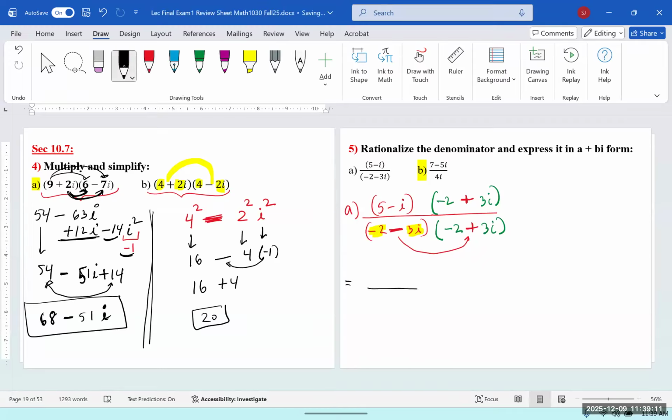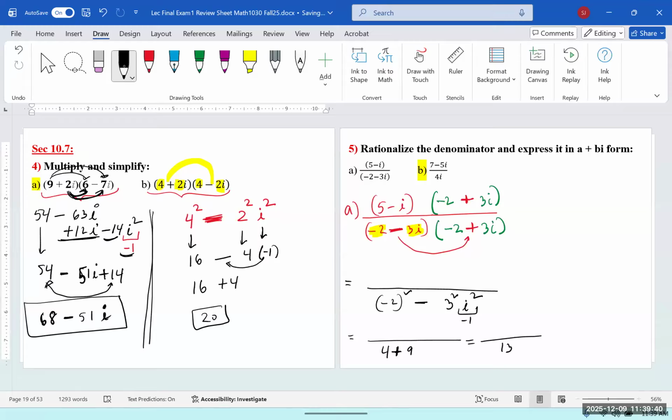As a result, we get negative 2 squared minus 3 squared and i squared. So we get 4 minus, this is negative 1. So negative 9 times negative 1 turns into positive 9. Basically, we get 13. Now you're happy because the denominator doesn't have any imaginary number.